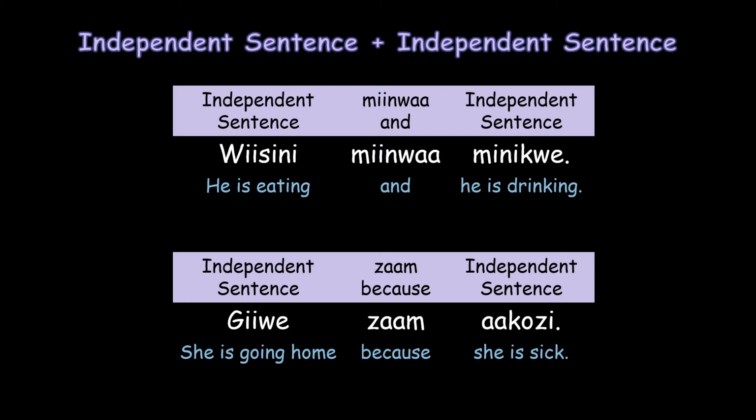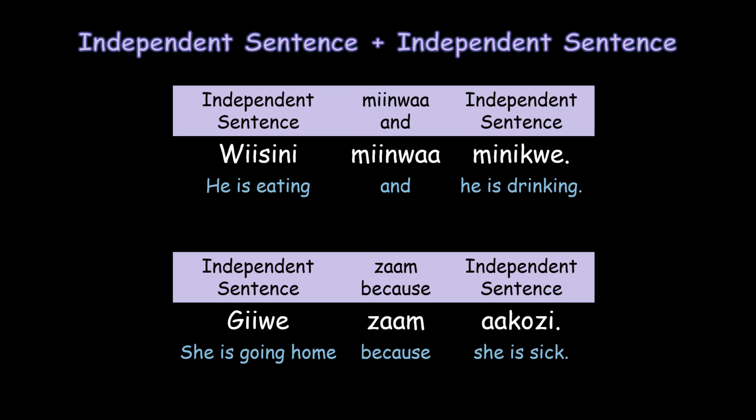The two conjunctions that we can learn to do this with are meanwa, and, and zam, because. If you remember, meanwa means and or again. In this case, it's going to mean and. We look at the formula: an independent sentence, meanwa, another independent sentence. Such as the example, wisine, meanwa, menikwe. He is eating and he is drinking.